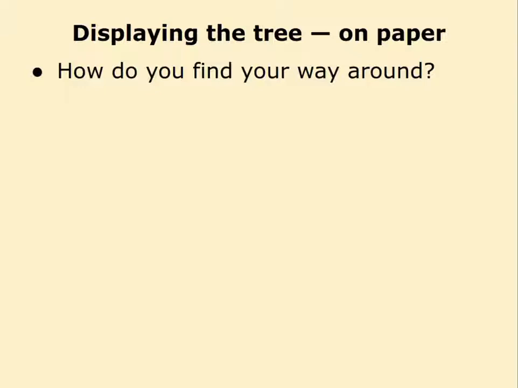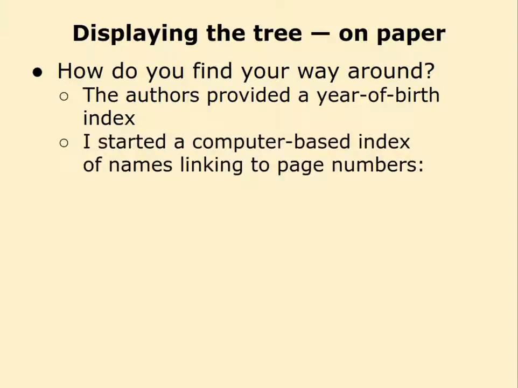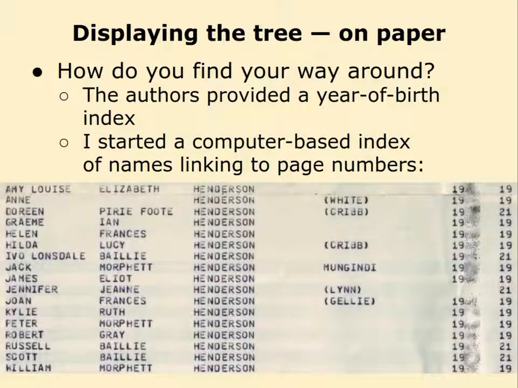How do you find your way around in a paper publication? Well, the authors of my mother's family tree provided a year of birth index, which is helpful. I started a computer-based index of names linking to page numbers, which is what I needed to be able to find my way around. And here's a little bit of that.